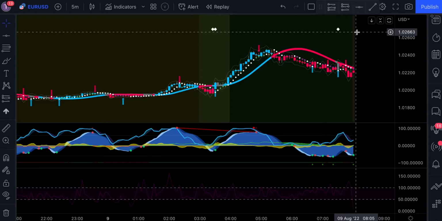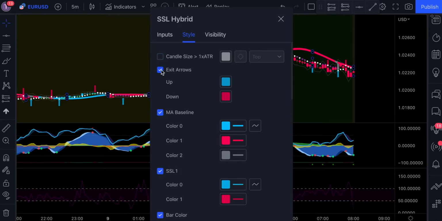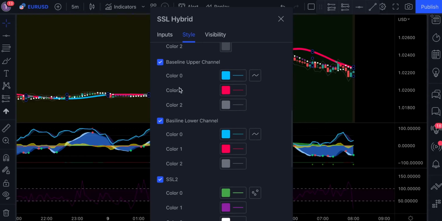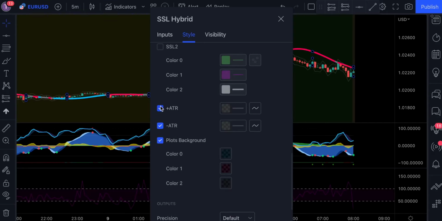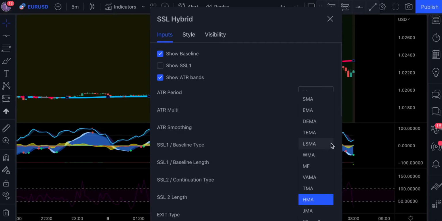Okay, now we need to make some adjustments to these indicators. First, let's access the settings on an SSL Hybrid, and in the style section, let's untick everything except for this MA baseline. Also, let's change the baseline length from 60 to 200 and the baseline type from HMA to EMA.